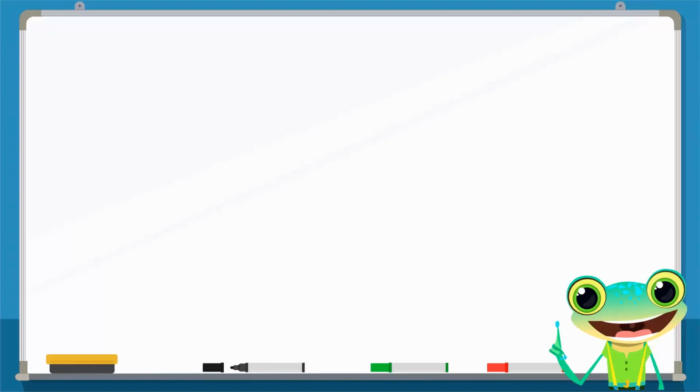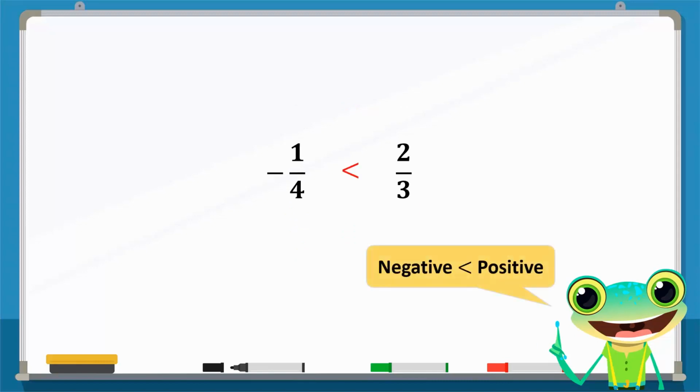If one rational number is positive and the other negative, the positive rational number will always be greater than the negative rational number.